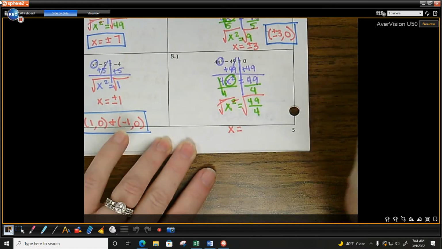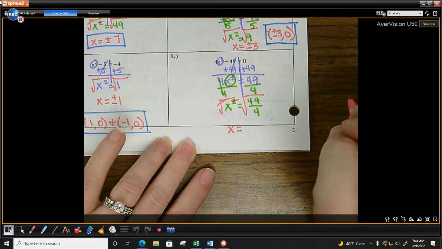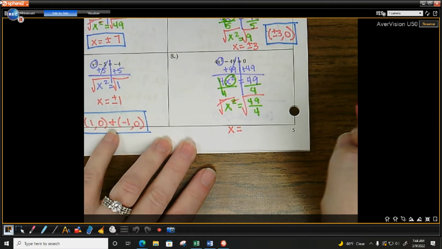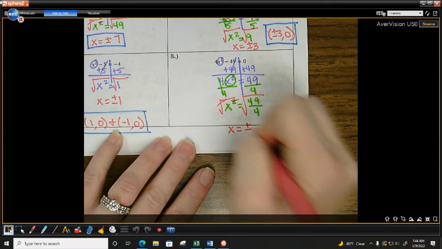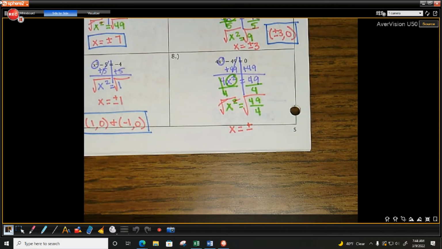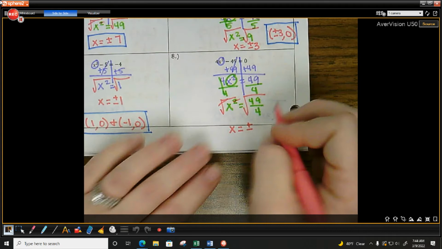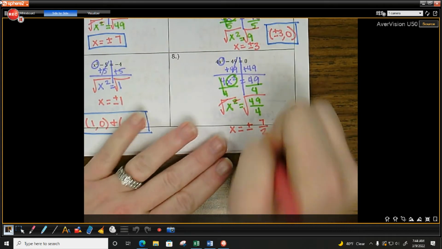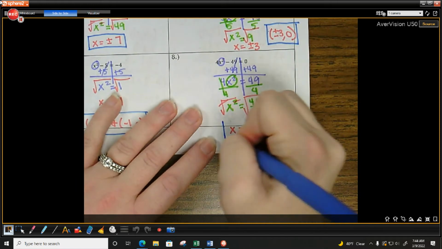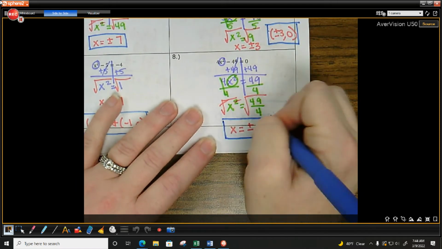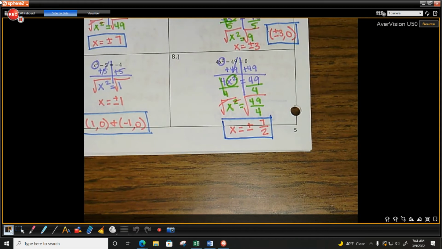When you take the square root, what has to go in front of your number? Plus minus. When you are square rooting a fraction that doesn't simplify, square root the top, square root the bottom. What's the square root of 49? What's the square root of 4? So it's 7 over 2. Good? We liked that method, yes?